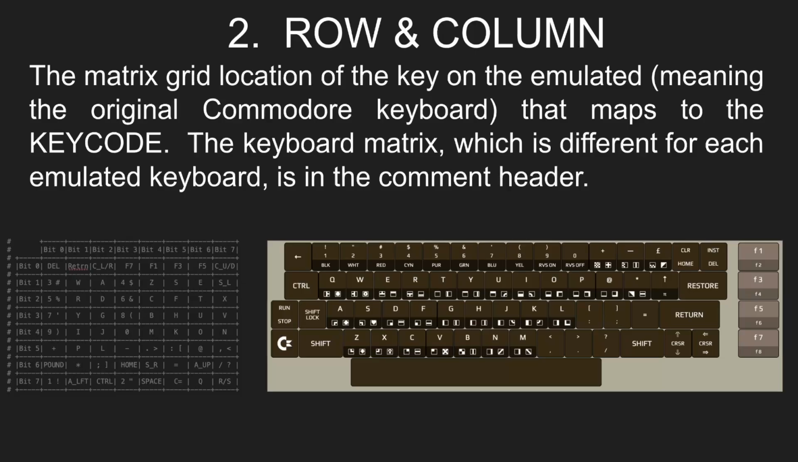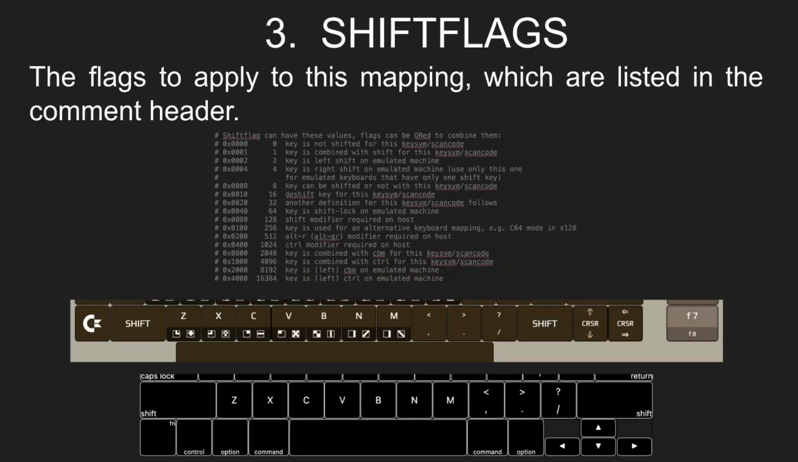The keyboard matrix, which is different for each emulated keyboard, is in the comment header. Here are the same keys on that matrix, minus, semicolon, period, and plus. Third, and finally, shift flags. The flags to apply to this mapping, which are listed in the comment header. These apply to both the host and emulated keyboard, such as the shift keys on the Commodore 64, and the shift keys on the MacBook, or the 64's Commodore key and the Mac's option key.